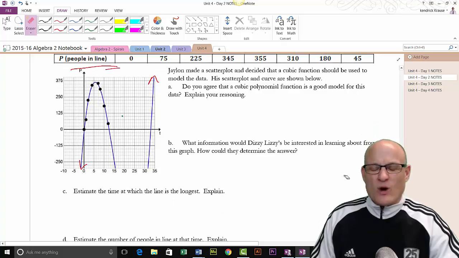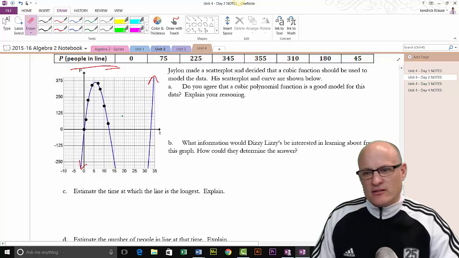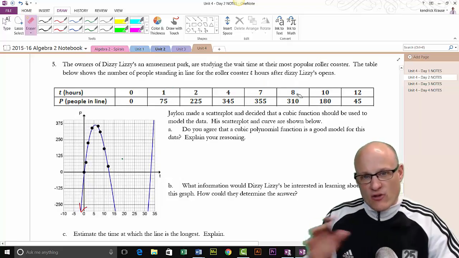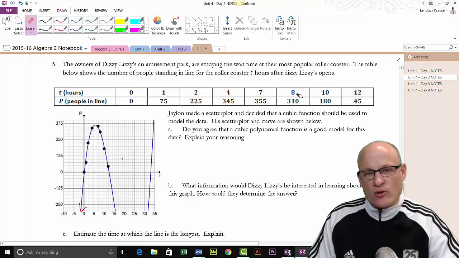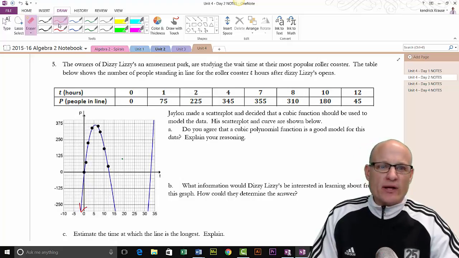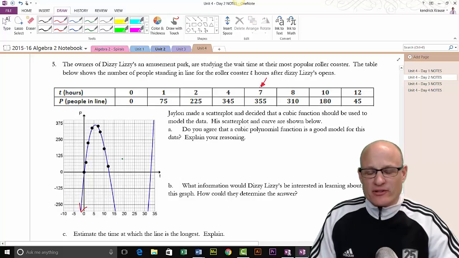The question is, why would I care about this data? Believe it or not, there are people constantly checking their analytics. Analytics are all the data that they collect. You hear the word analytics all the time, all the data that's being collected. And why, if I'm at a park, would I care about knowing when this line is the longest? Well, there's a number of reasons.